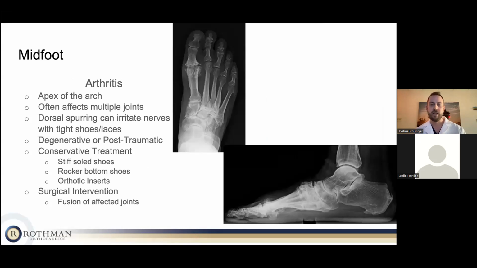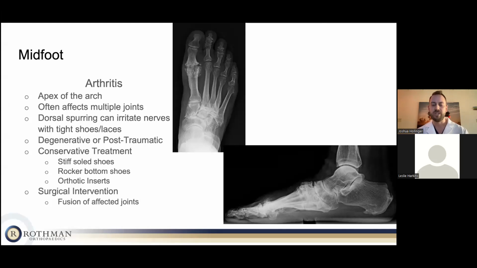Moving further back into the midfoot, we look at the navicular-cuneiform joints and the tarsometatarsal joints. I don't know if you can see my mouse here, but pointing to these areas. And this is a very common area for patients to develop arthritis in the midfoot. I like to think of this as developing arthritis due to it being at the apex of the arch. So it's kind of the top of the arch that's taking all the pressure. And it often affects multiple joints.